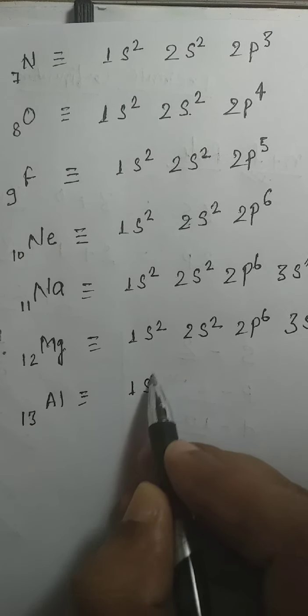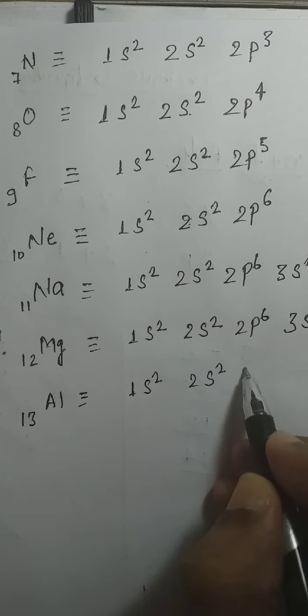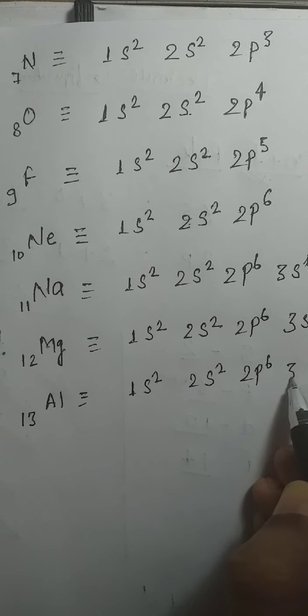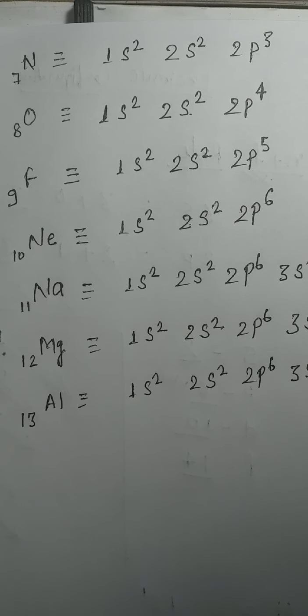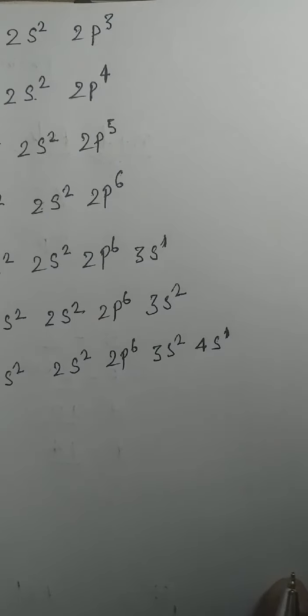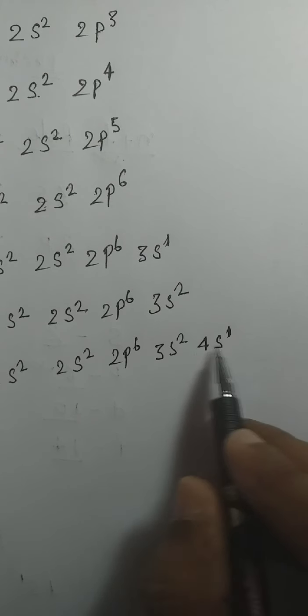Next is 1s2, 2s2, and don't ignore this, it's not easy. When you do it 1-2 times it becomes a little easy, and there are many things you can identify from it. So see, this is the electronic configuration.